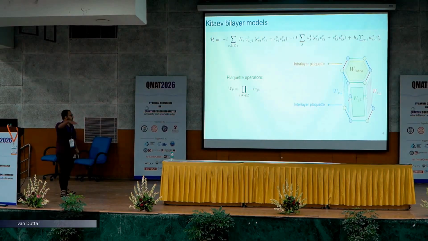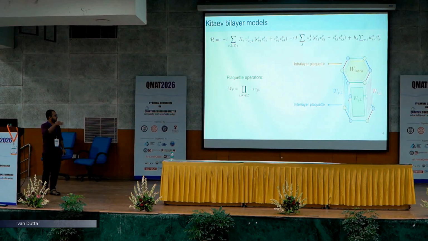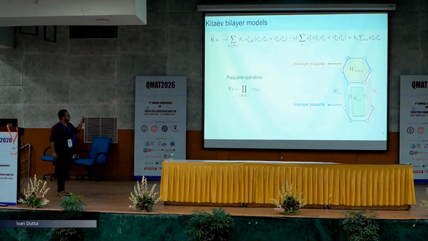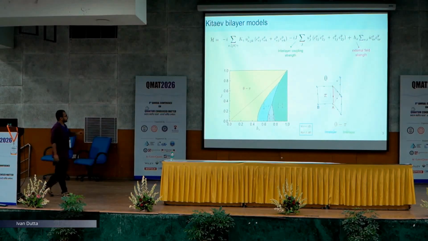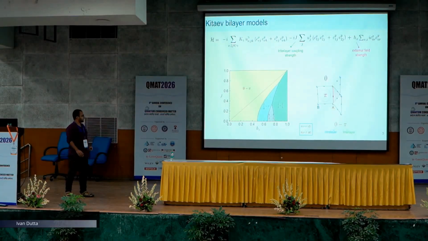One is the intralayer plaquette and another is the interlayer plaquette: the square plaquette and the honeycomb plaquette. The plaquette operator is defined as the multiplication of the link operators throughout the lattice. If we do this, we get a very beautiful phase diagram of the flux crystals, where by changing the interlayer coupling strength and the external field, we can get different flux crystals.